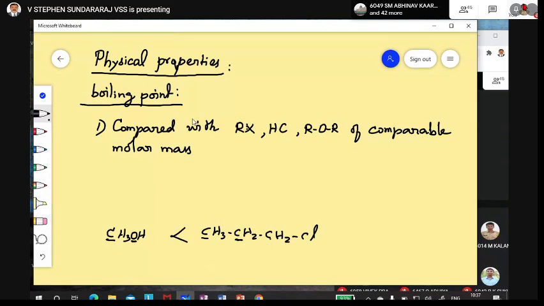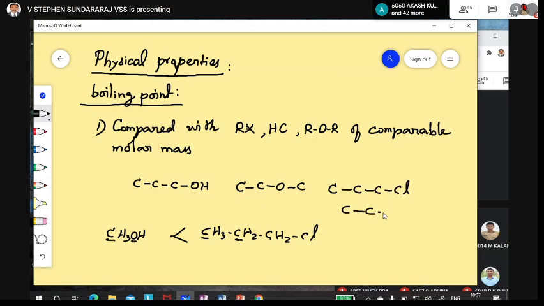But with comparable mass, you take propyl alcohol, C-C-C-OH, and an ether, C-O-C, and again C-C-C with Cl instead. For the hydrocarbon, you take butane. When compared to all these ether, halo compounds, and hydrocarbons, alcohol will have the higher boiling point. So write down comparable molar mass.